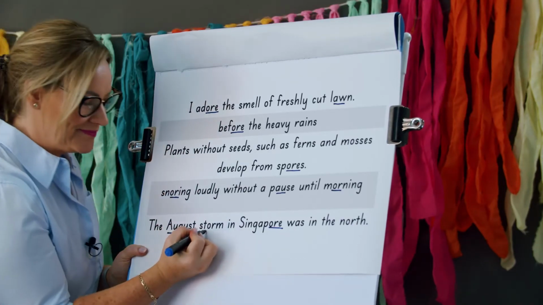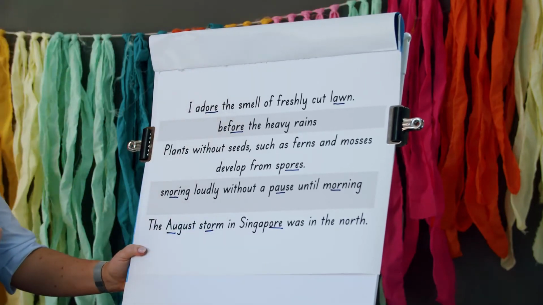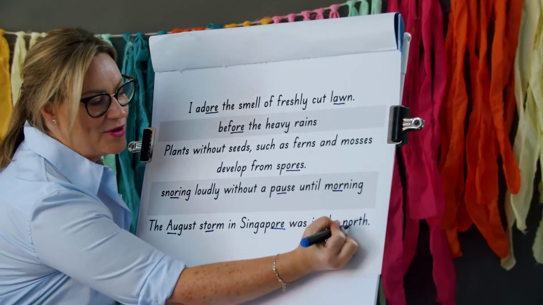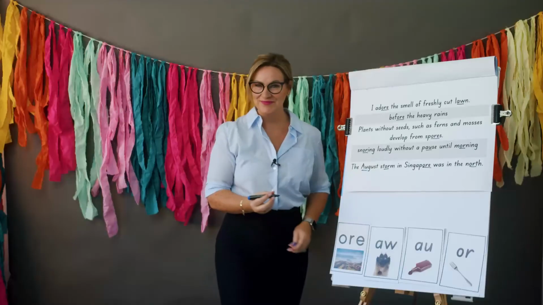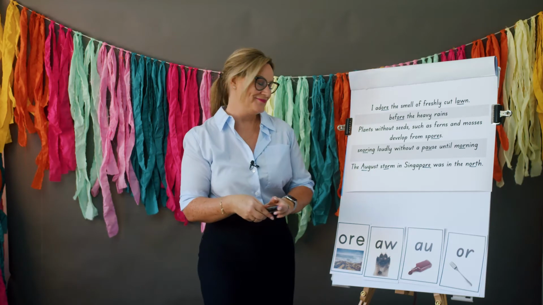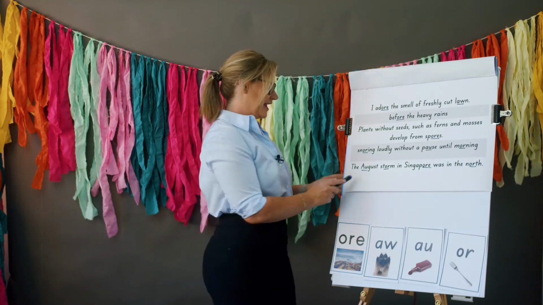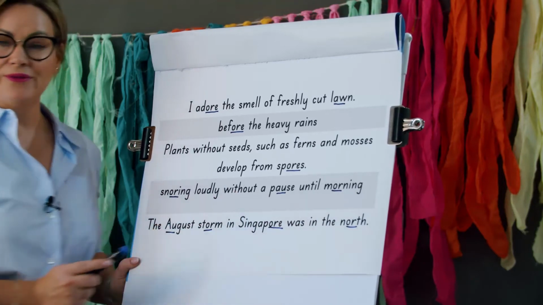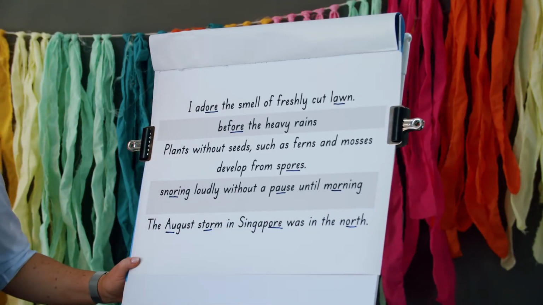I skipped one. And I've missed one. You're starting to spot those graphemes really quickly. Probably quicker than I am. All right, let's read it together. Let's go. The August storm in Singapore was in the north. Full sentence? Sure is. Excellent.